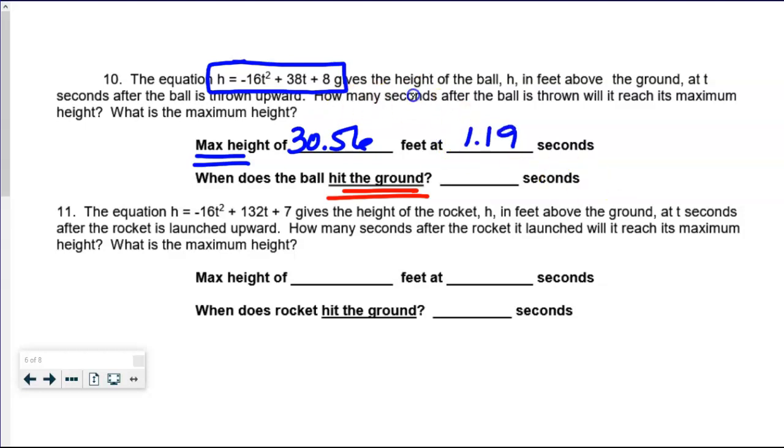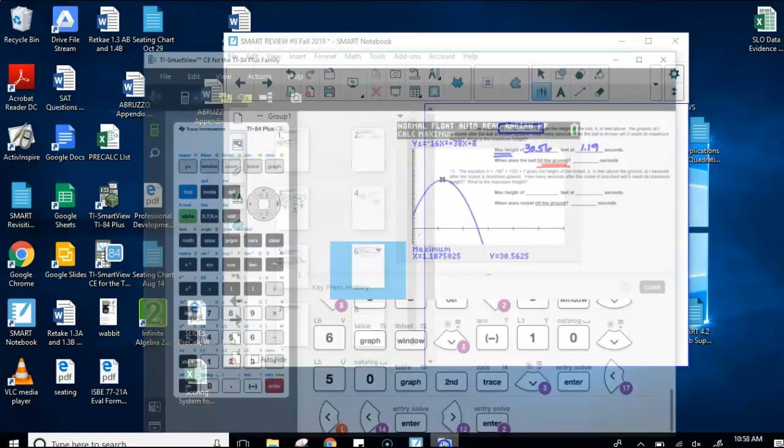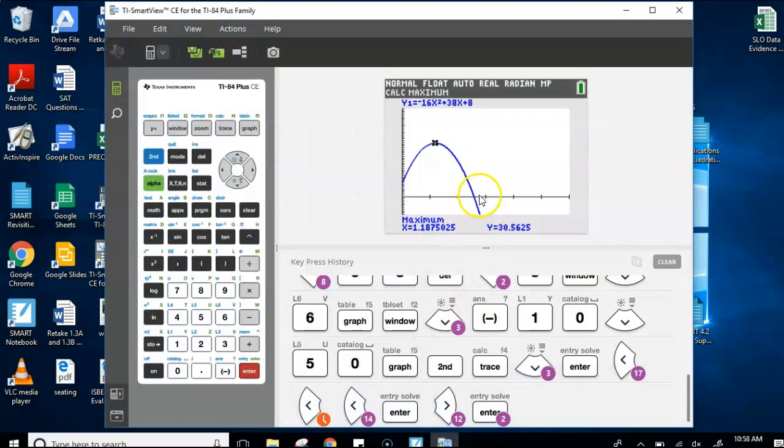Now, it cracks me up when kids get those backwards, because would you tell me that the ball went 1.19 feet and it took 30 seconds to get there? Like, no, that doesn't make any sense. So think about your answers before you commit to them, okay? Now I want to know when the ball hits the ground. So I'm looking for this moment right here. This is where it hits the ground, and I can tell it's between 2 seconds and 3 seconds.